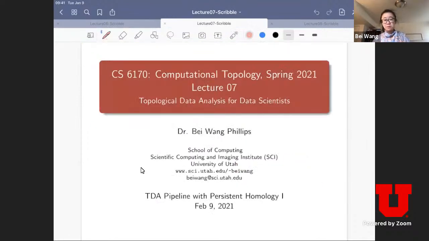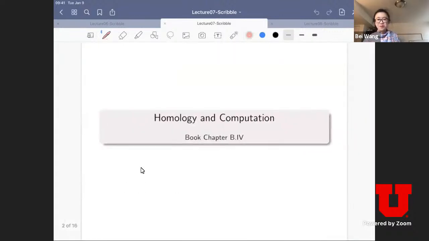So today we're going to move on to lecture 7, which is on homology and computation. Before I go into the detail, I have to give you a warning: what is described in today's lecture is pretty much a chapter in an algebraic topology book. So if you're unfamiliar with it, feel free to interrupt me, because it's going to be very dense. Today is a very dense mathematical lecture.